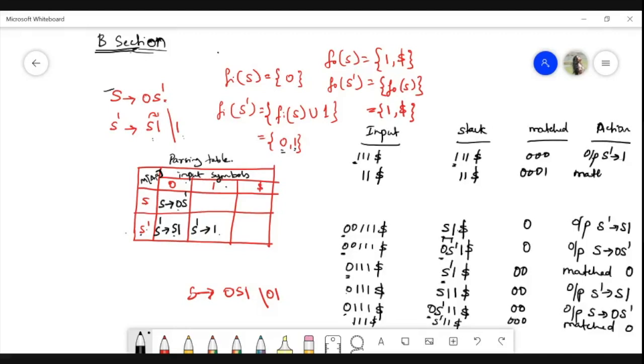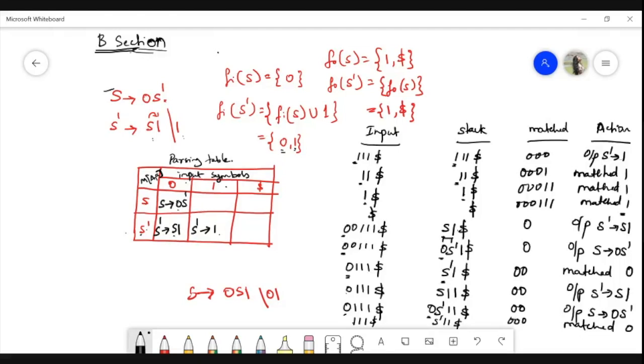You have matched a 1. The top of the stack and the input pointer are the same. You remain with 1, 1 on both the stack and the input pointer, so you get 0, 0, 1, 1. You have matched a 1, and again you get a match. You remain with dollar, dollar, and get 0, 1, 1, 1. You have a match.